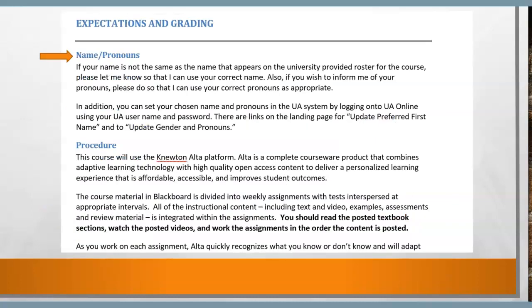In Section 3 on Expectations and Grading, note that if your preferred name is not the name that appears on the course roster, please let me know so that I can use your correct name. Also, I use she/her pronouns. If you wish to inform me of your pronouns, please do so. In addition, you can set your chosen name and pronouns in the UA system by logging on to UA Online with your UA username and password. There are links on the landing page to update preferred first name and to update gender and pronouns.